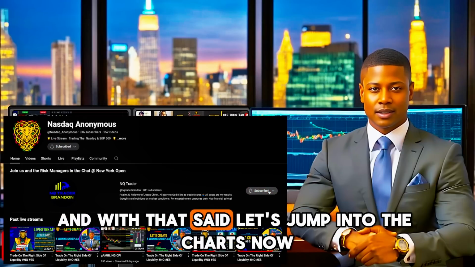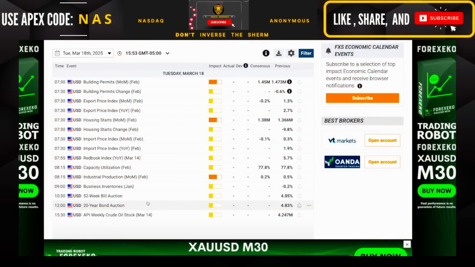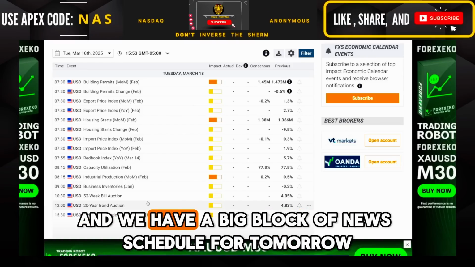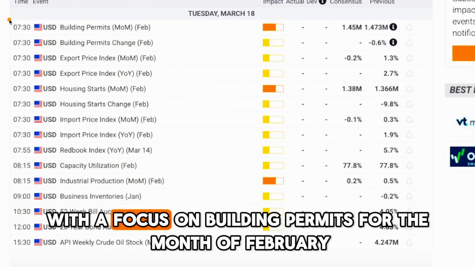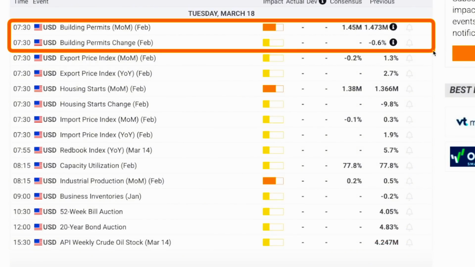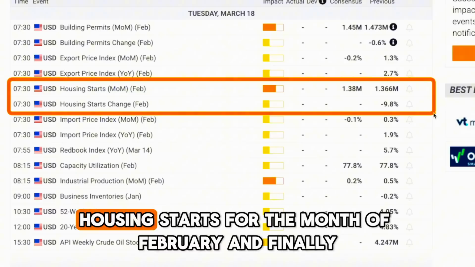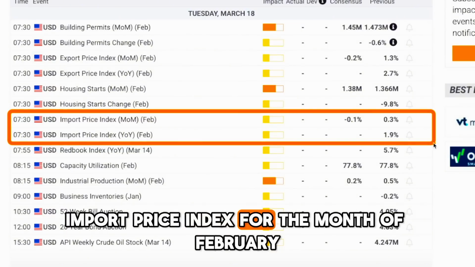And with that said, let's jump into the charts now. This is tomorrow's data. And be mindful that all times are in Central Time. And we have a big block of news scheduled for tomorrow, so let's jump into it. We have a big block of news at 7:30 with a focus on building permits for the month of February, export price index for the month of February, housing starts for the month of February, and finally import price index for the month of February.